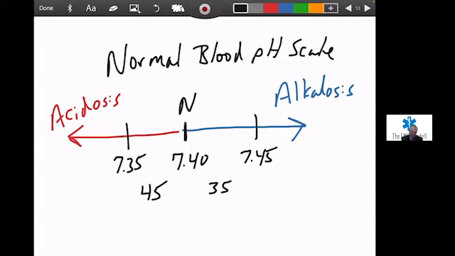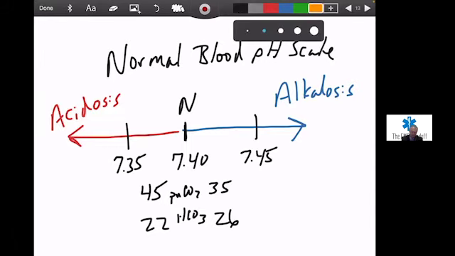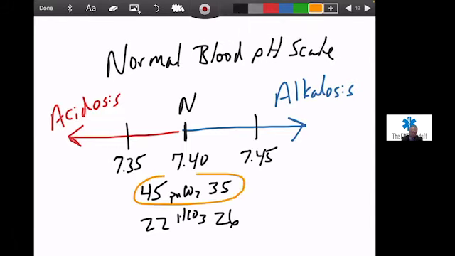And then for our HCO3, so this is our PaCO2. And then for our HCO3, the numbers are 22 to 26. Above 26 is alkalosis, below 22 is acidosis. So there again, the only one that is switched is that one right there.